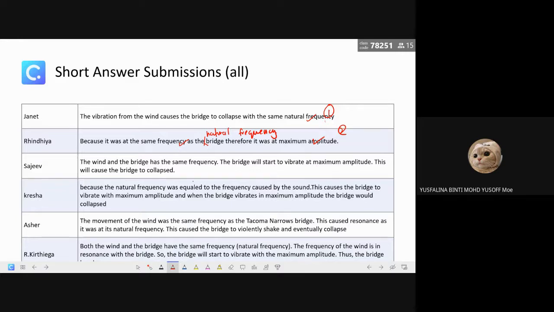The wind has the same frequency. Okay, but this one later mention. Let's say you put here in the bracket natural frequency. You must mention the word natural frequency. So this one I can give 4. Okay, very good, Krisha. Okay, very good, Asha.